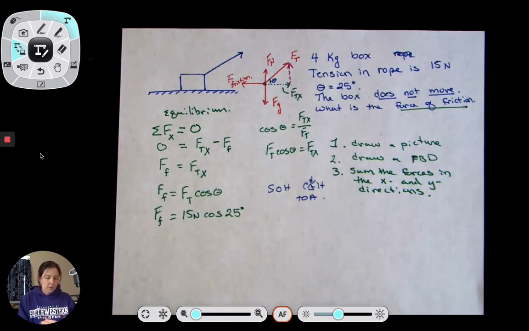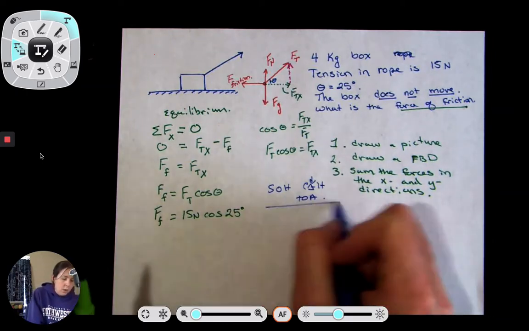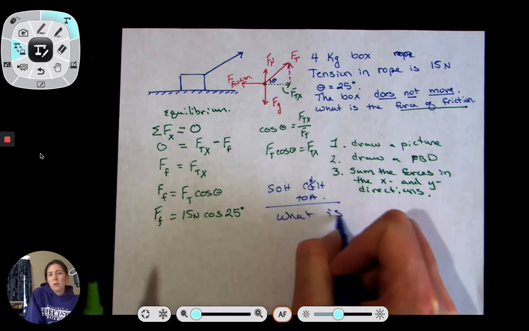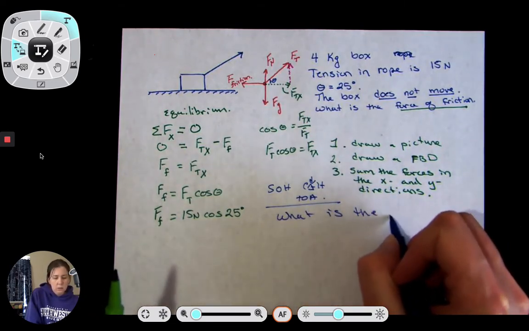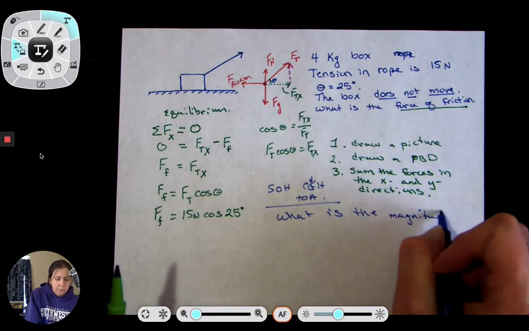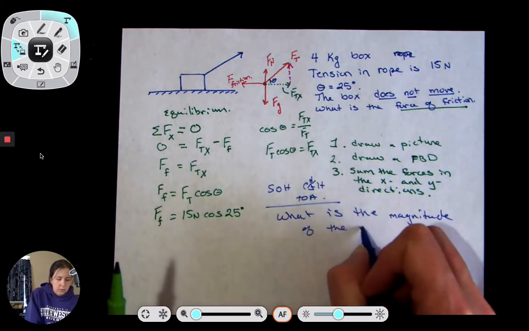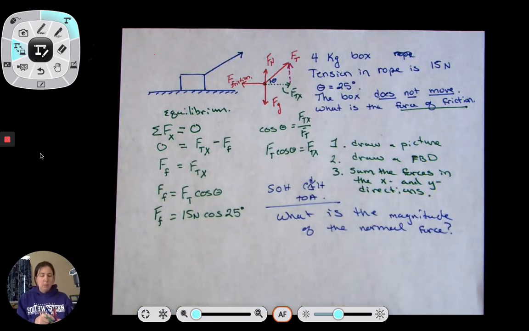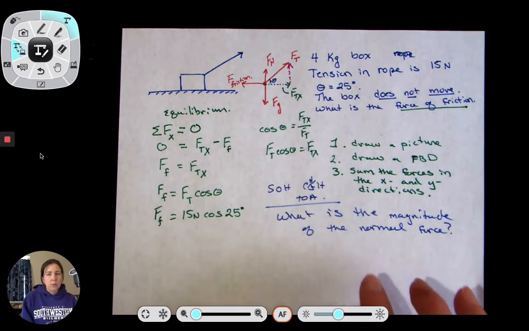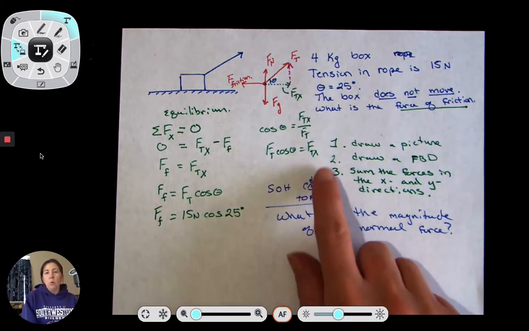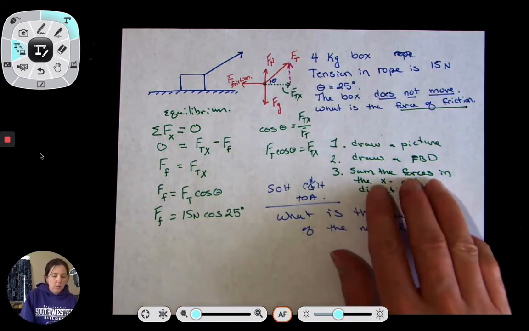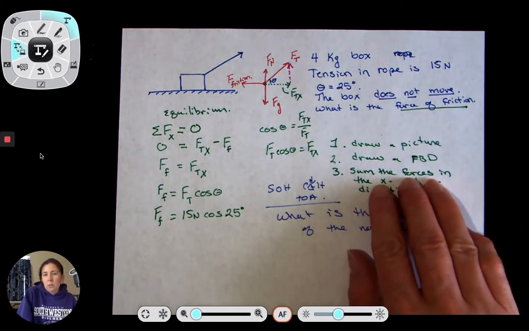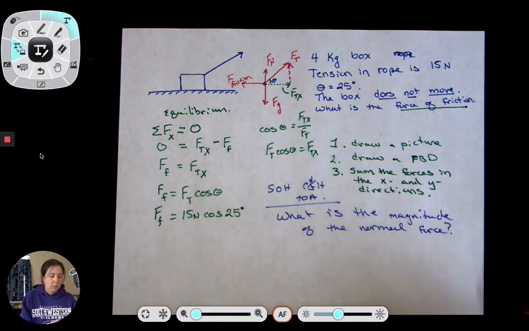Now, what happens if the question asks, what is the magnitude of the normal force? If this problem is asking what is the magnitude of the normal force, we're going to have to sum the forces in the y direction. We did step 3, and to answer one of the problems, we only had to sum the forces in the x direction, but now we have to sum them in the y.